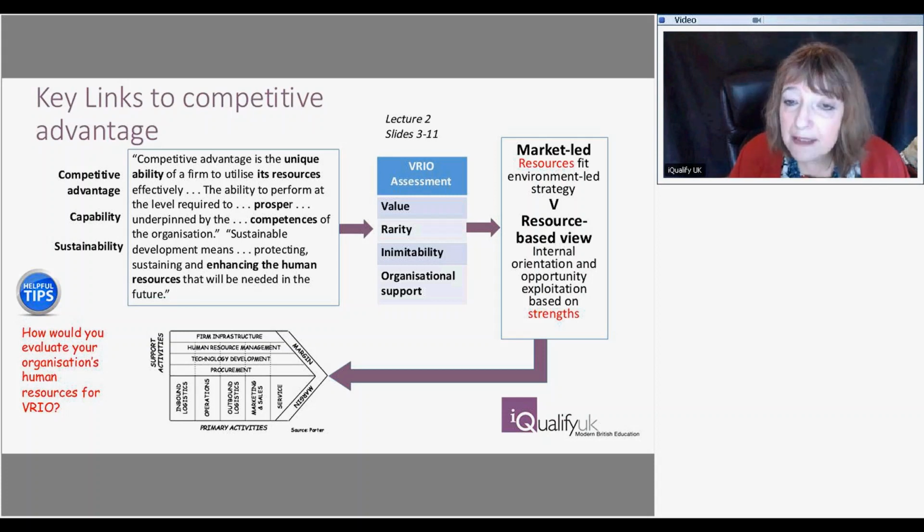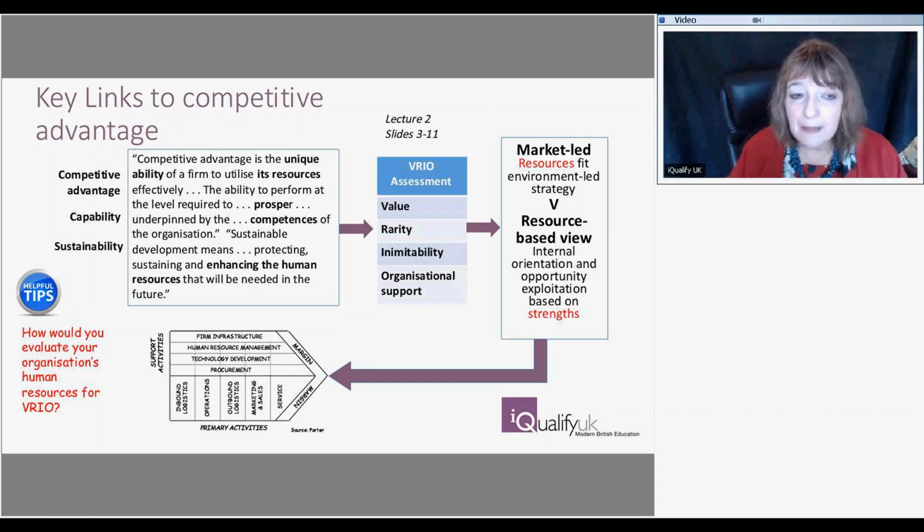And so that in itself leads us on to how we structure an organisation in terms of its value chain. You recall the primary activities and the support activities. If you're outside in or market led, this will drive. If you're inside out, that will drive.